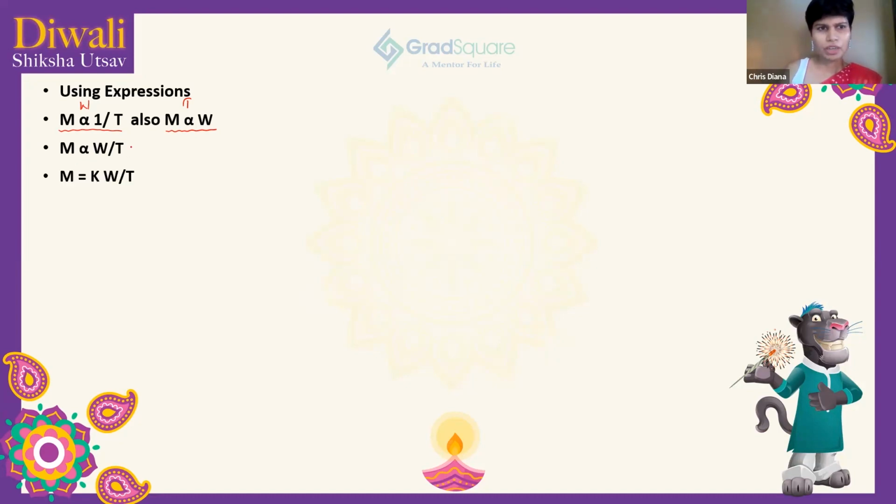Got it? Now, when I remove this proportionality sign, I need to assign a proportionality constant, and let it be K. So M is equal to KW by T. Now I'll stop here. This is a constant, so it has to be the same for any given value of M, W, and T: men, work, and time.